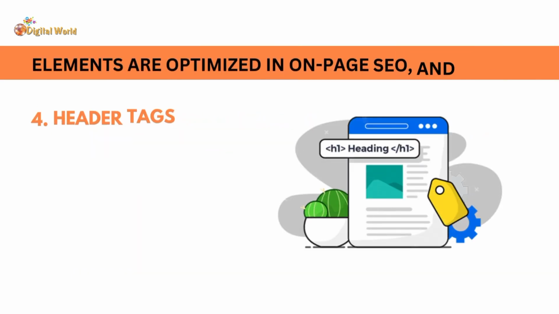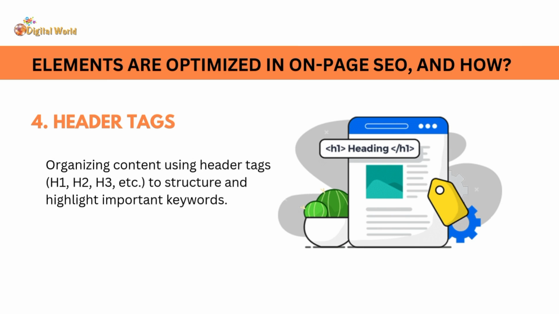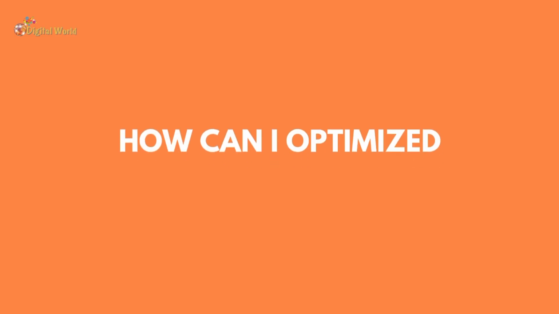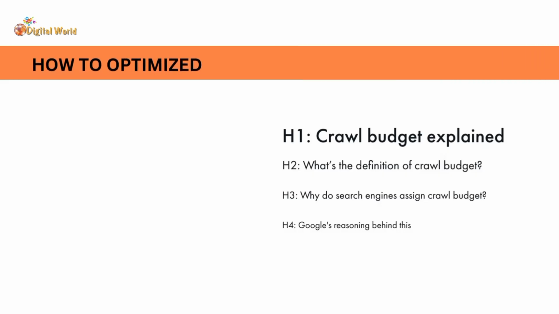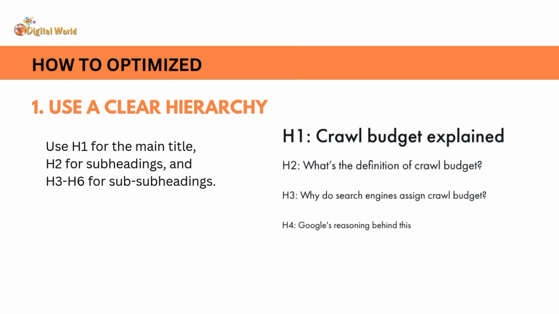Number 4. Header tags. Organizing content using header tags H1, H2, H3, etc. to structure and highlight important keywords. How can I optimize? Number 1. Use a clear hierarchy. Use H1 for the main title, H2 for subheadings, and H3 to H6 for sub-subheadings. This is clearly visible in this picture.